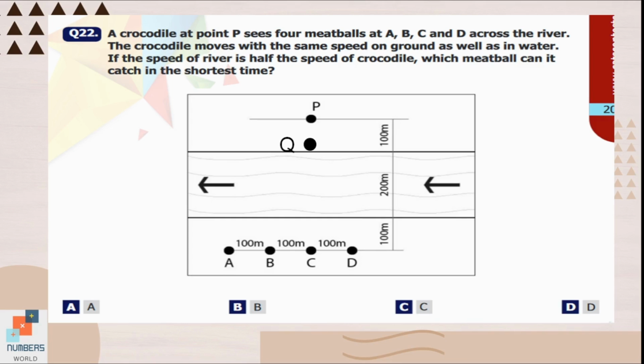So if it crosses the 200-meter wide river, the river flow will divert it from its straight line path. Like from point Q to C, it has to go straight like this. But due to the speed of the river, it has deviated 100 meters to the left side. So the crocodile will catch meatball B in the shortest time. So option B is the answer.